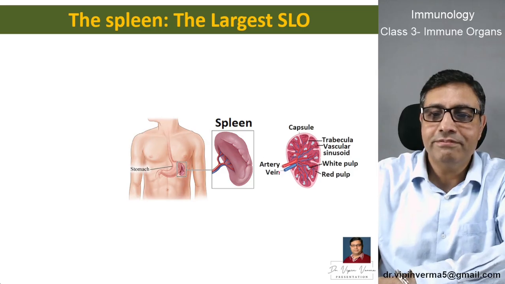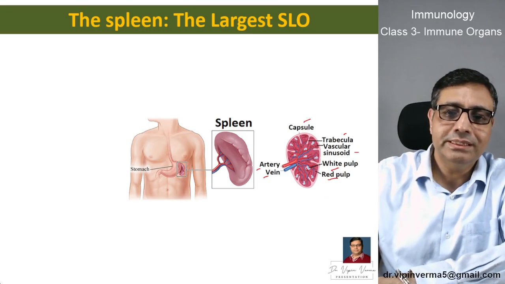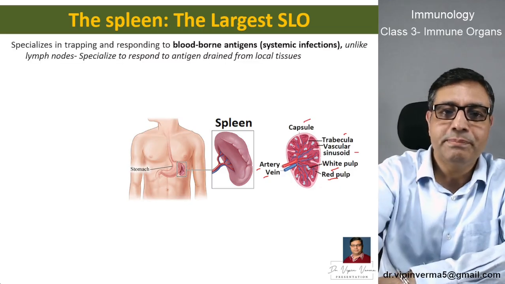We have the artery, which is the red one, we have the vein, we have the capsule, because this is also encapsulated. Then this capsule is invaginating and forming trabeculae, and then we have the vascular sinusoid, which is this space, and then we have two distinct regions. We have the white pulp, these lighter regions, and then we have the red pulp, the reddish pinkish region. You can see it here. So this is the general structure of the spleen.